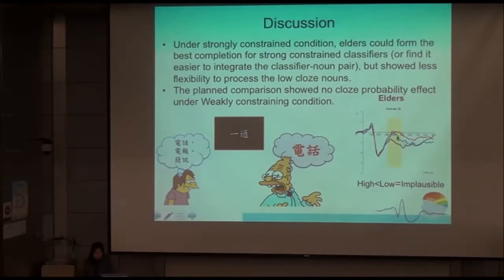So the low cloze noun is very similar to the performance of the impossible noun. And with the pairwise comparison, we didn't find any cloze probability effect under the weakly constrained condition. So with the much weaker contextual information, they were not able to show the cloze probability effect for the following noun.